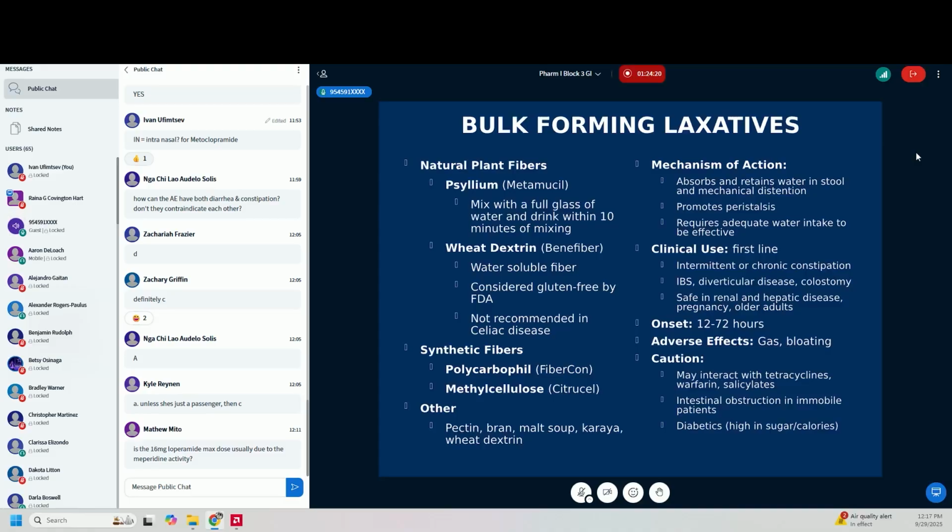Also, our diabetic patients, this will make them have their sugars go out of whack, is kind of how we'll say it. So their glucose levels will no longer be managed sometimes because of the sugars and the calories that are in our bulk forming agent.